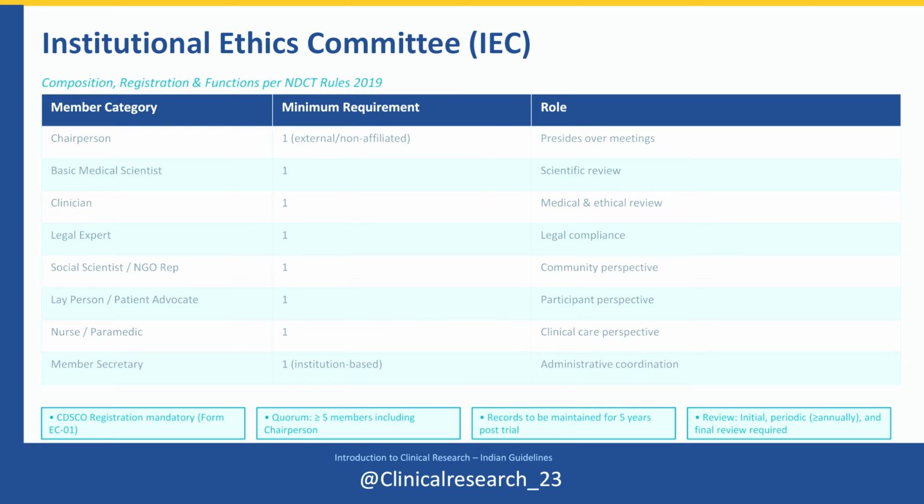with transparency and accountability. Moving on to the composition of the IEC, a quorum of at least 5 members is required, including the chairperson. The chairperson should ideally be external or non-affiliated with the institution to bring an unbiased perspective. The committee must include various members to cover different viewpoints. A basic medical scientist for scientific review, a clinician for medical and ethical considerations, a legal expert to ensure legal compliance, and a social scientist or NGO representative to represent community perspectives.